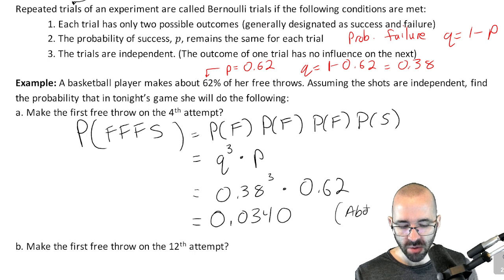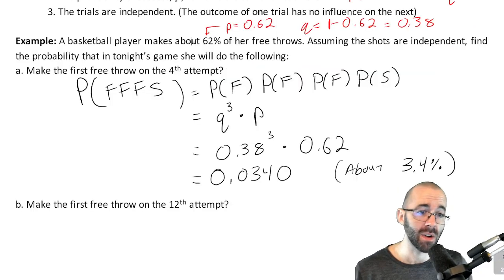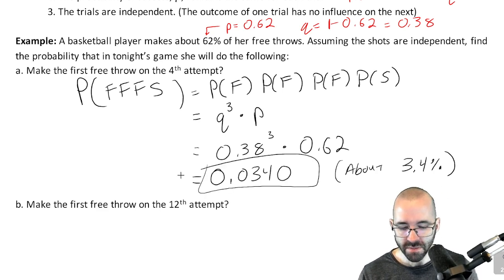Right, about 3.4%. Pretty unlikely that her first success is so late in the game. She's pretty good with her free throws. All right. And that's how we do it.